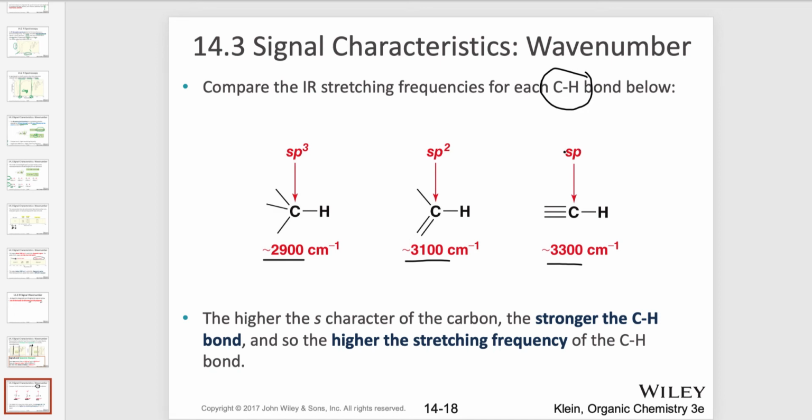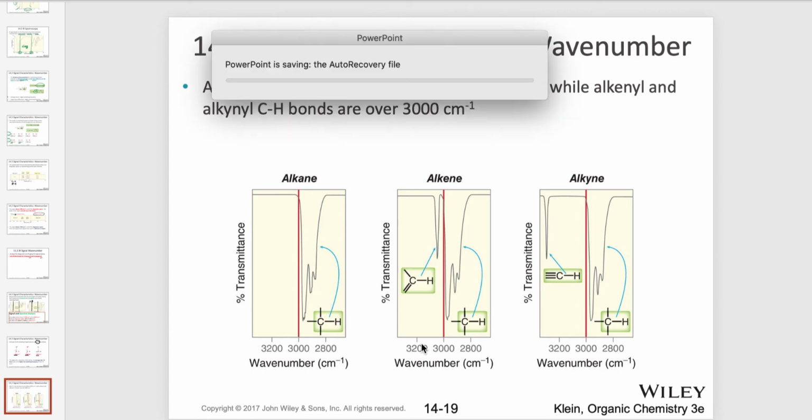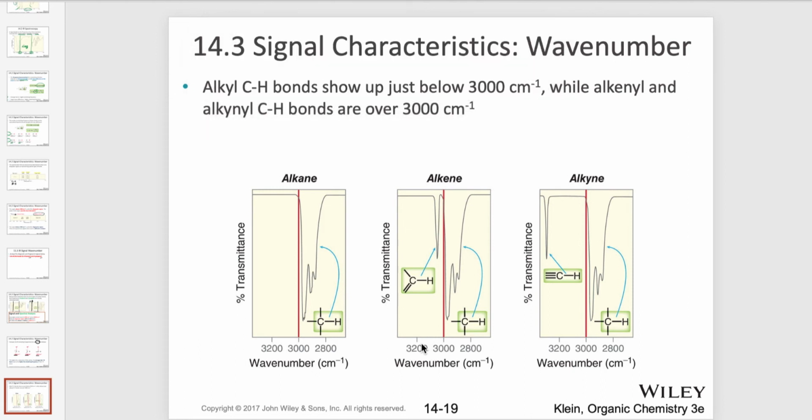In an sp, the s character is 50%. Here it is 33%. Here it is 25%. So that's how this phrase comes into play. And then here are some examples to look at. Closely analyze it. You may want to pause the video and then analyze clearly. Again, that's why I had you draw these lines at 3000. This is zoomed in and a little more visible, and you can see if it's below 3000, that's sp3.